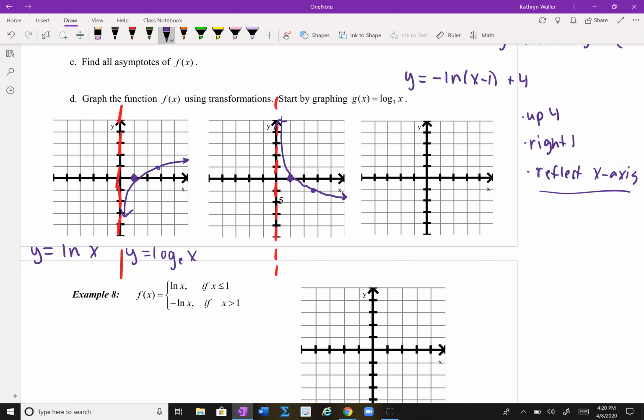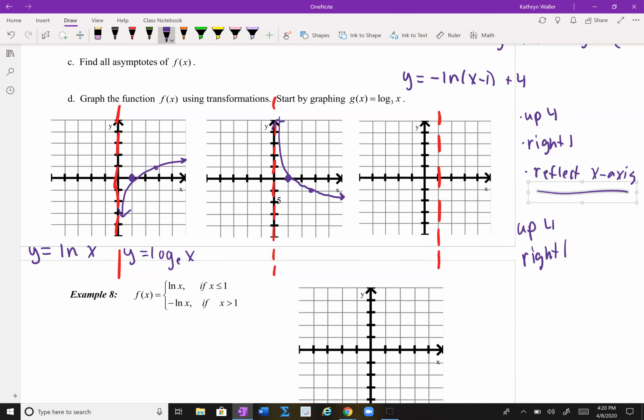And then on the last graph, I'm going to take that and go up 4 and then right 1. So taking a vertical asymptote up doesn't change it, but moving it right does. So it's going to go like that. I'm going to put my pencil at 1, 0, and go up 4, 1, 2, 3, 4, and right 1. So it's going to be right there. Then I'm going to go 2.7, negative 1, which is here. I'm going to go up 4, 1, 2, 3, 4, and right 1. So it looks like that, okay?